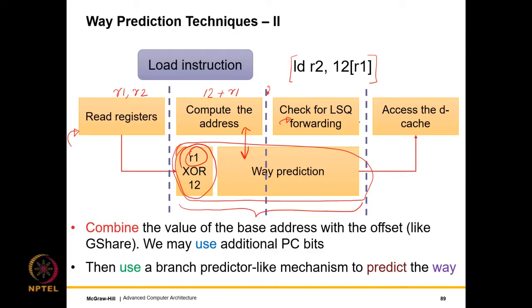So let's say if, from the LSQ forwarding stage we decide that we need to access the D cache, then the way can come from here. We first access the predicted way, which is fast. If let's say we do not find the data there, then we access the rest of the ways.